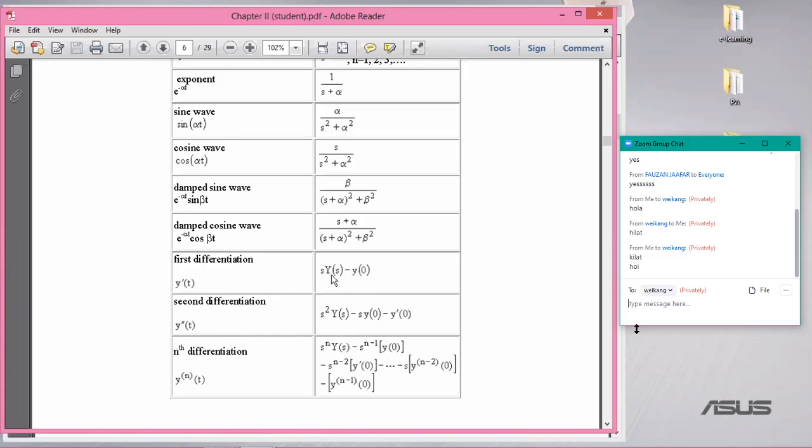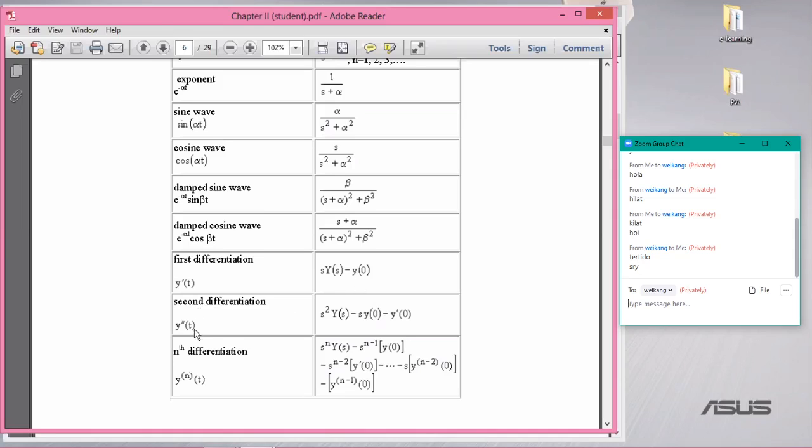Please distinguish between capital Y and small y. Small y represents the time domain value. Capital Y represents the Laplace domain, the frequency domain. Sometimes people say that as well. So this is the initial condition. Y of 0 is the value of y when time equals 0.